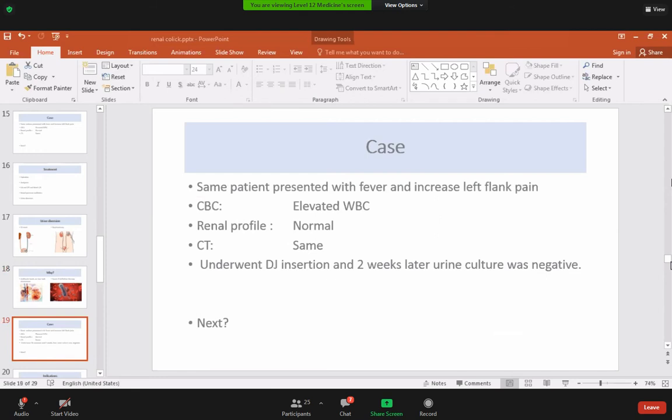Same patient presented with fever and increased flank pain, and CBC shows elevated WBCs. Renal profile is normal, CT is same. This patient undergoes a DJ insertion, double J stent insertion, and 2 weeks later, when you check the urine culture, it was negative. What will you do with this patient? He is now having fever, and the flank pain is further increased.